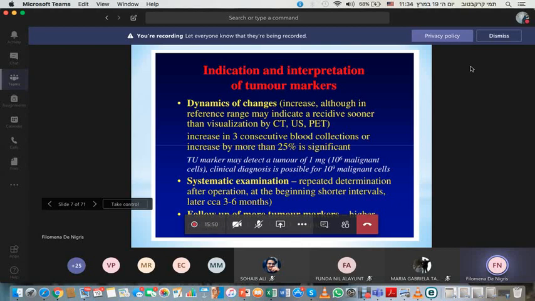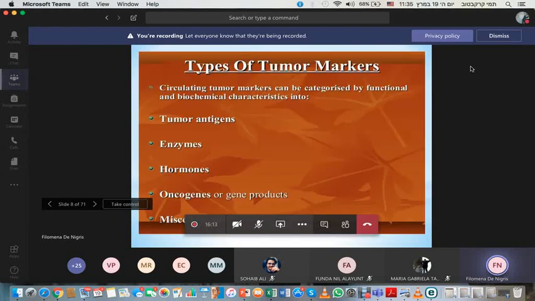We can also use tumor markers to follow up the patients. When we start the treatment, we have to monitor whether the treatment is working or not, and whether there is efficacy of our treatment, and change the treatment if it doesn't work.